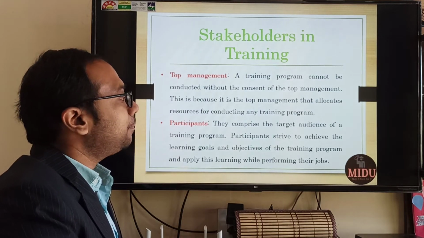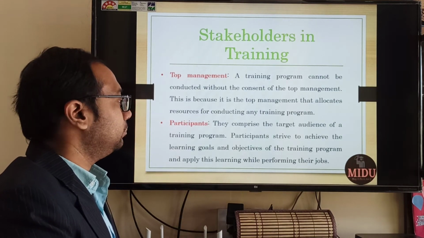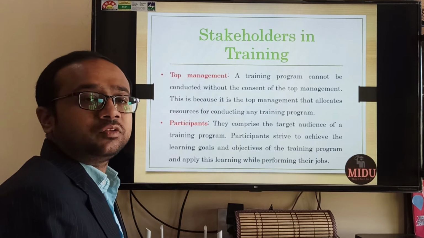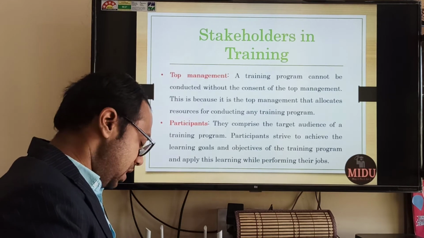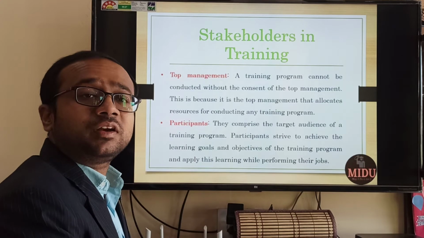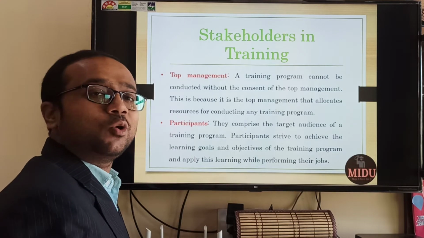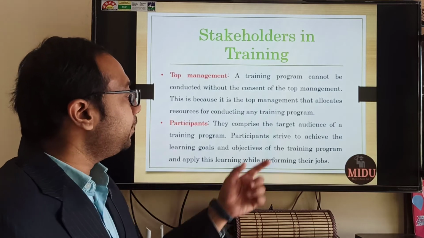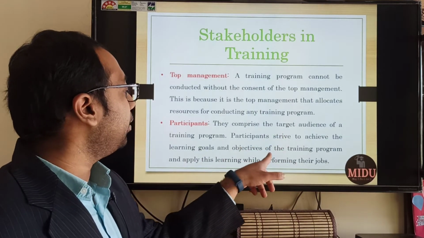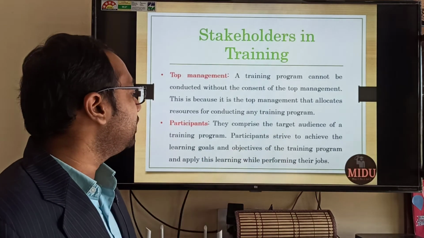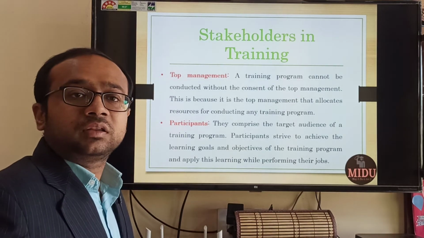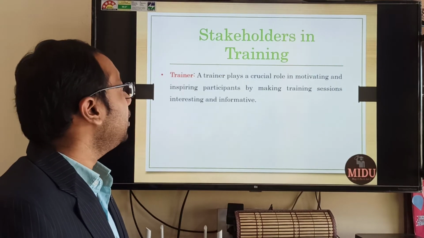Participants comprise the target audience of a training program. You need to have participants in place. You might have infrastructure, you might have assent from top management, you might have the best trainer, but if participants are not there, whom are you going to train? Participants strive to achieve the learning goals and objectives of the training program and apply this learning while performing the job. The third important stakeholder is our trainer.